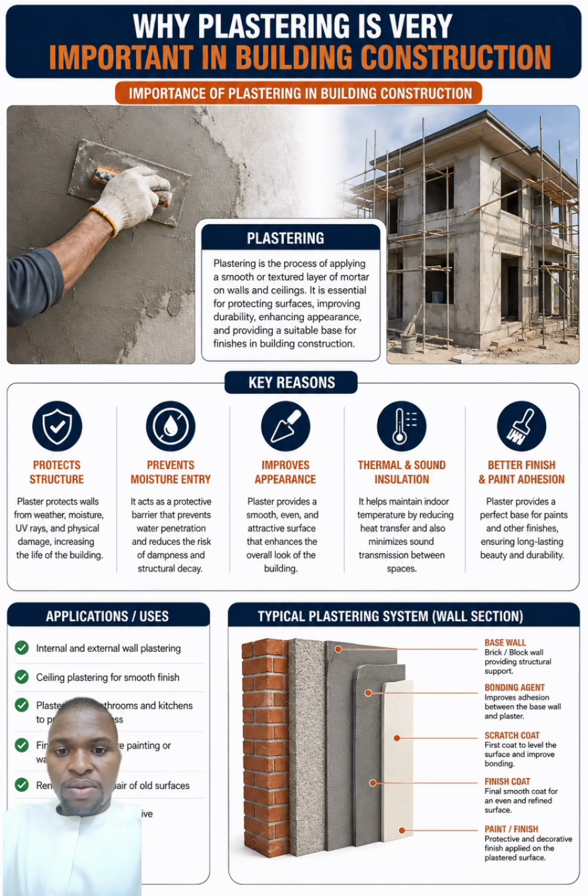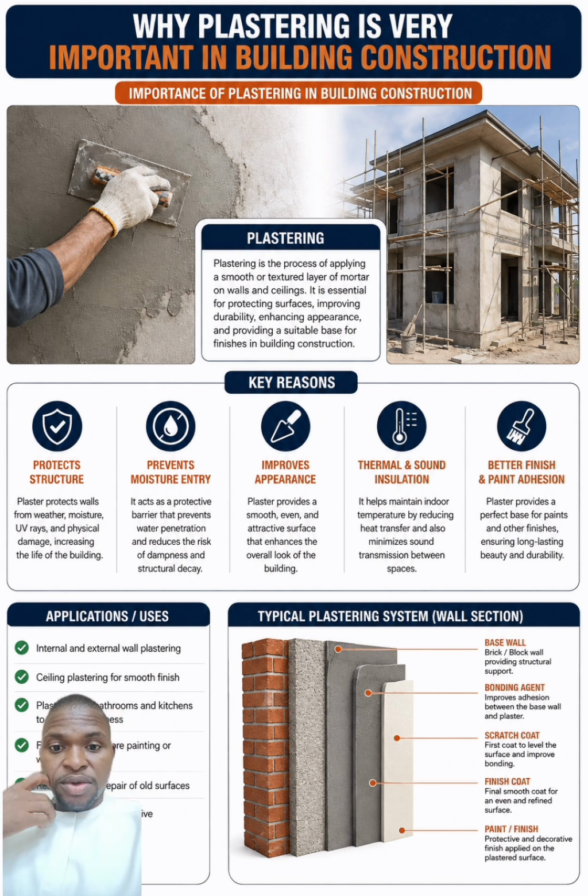Plastering is the process of applying a smooth or textured layer of mortar. So plaster can be a smooth layer or it can be a textured layer. You understand? But what we are considering is the mortar, either a smooth layer or a textured layer of mortar on wall and ceiling. So it can be used on walls, it can also be used on your ceiling depending on how your design is. So it is essential for protecting surfaces.